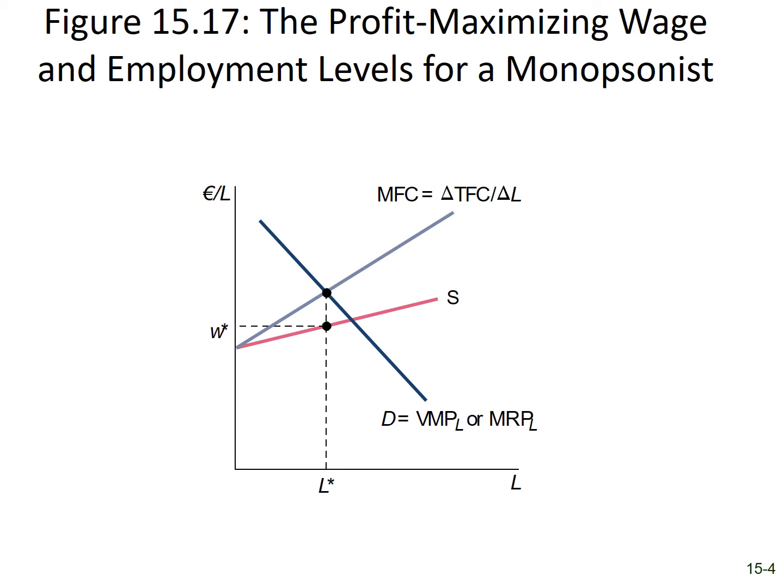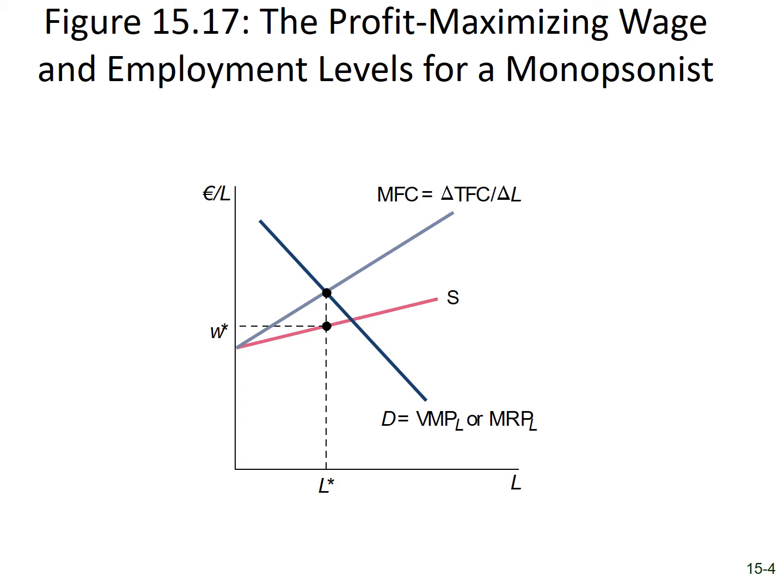The marginal factor cost is the light blue upward sloping curve. It is steeper than the supply curve because the marginal factor cost is the derivative of the total factor cost with respect to labor. The supply curve of labor, on the other hand, reflects the average factor cost.